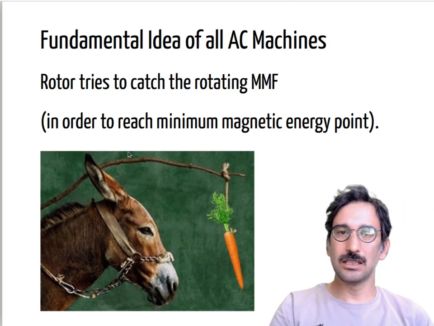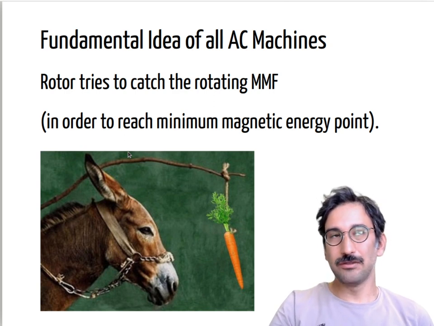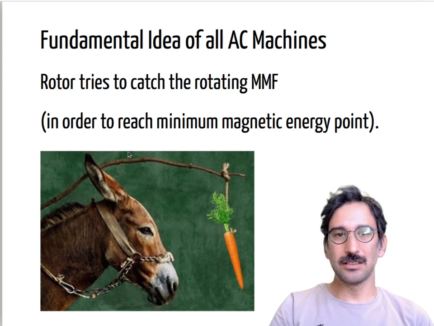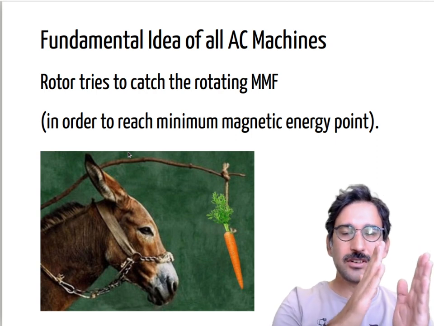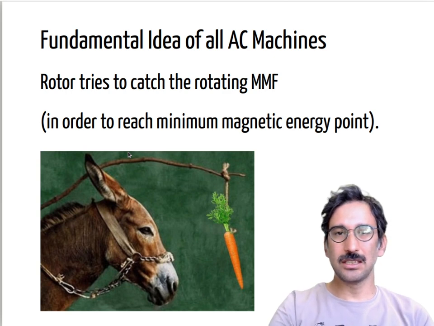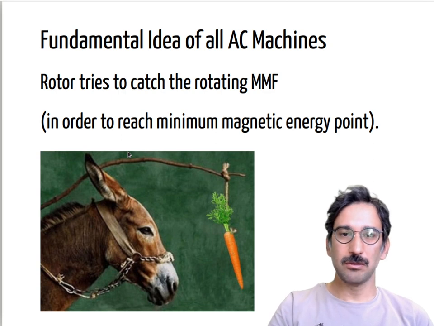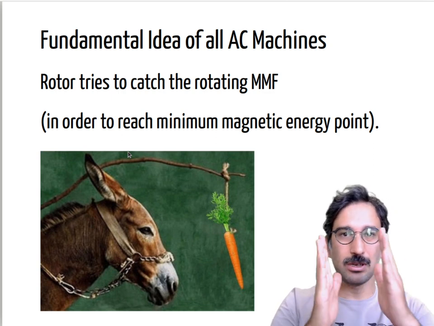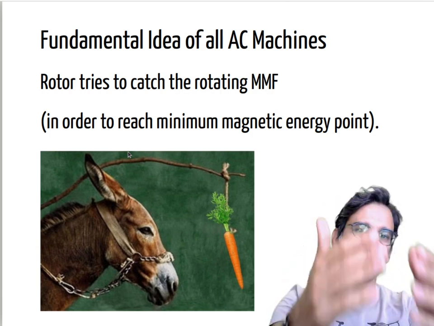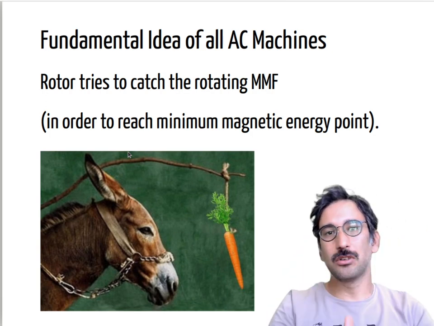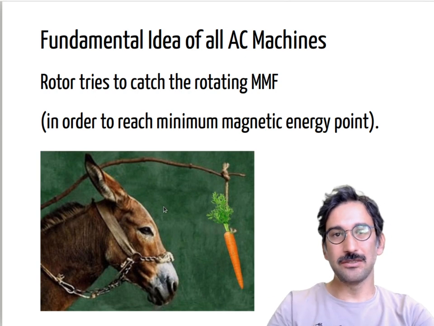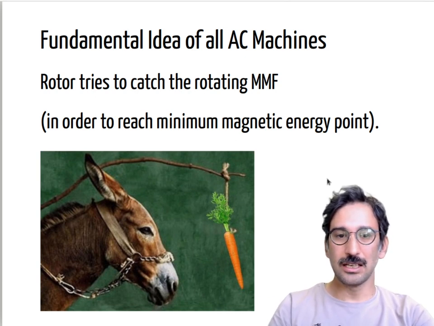and you can put in different rotors. We will see induction machines, asynchronous machines, and synchronous reluctance machines, that kind of thing. But at the end of the day, the rotor is just trying to align itself, like we have seen in the early weeks of the course, to the minimum reluctance position or the minimum magnetic energy point. But whenever it tries to align itself, the MMF moves, and then the rotor gets into a constant rotation, as if it is a donkey trying to catch a carrot.